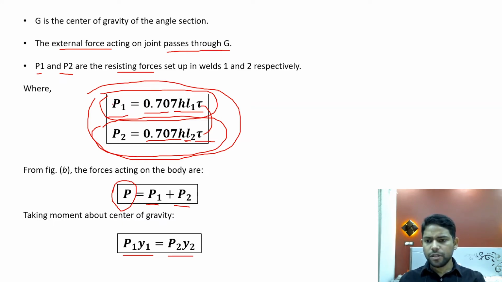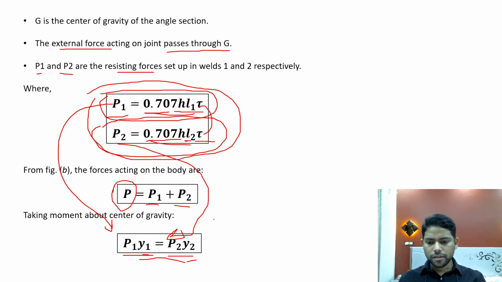Now, if you substitute the values of P1 and P2 from these two equations, you get a new equation: 0.707 times H times L1 times tau times Y1 equal to 0.707 times H times L2 times tau times Y2. On the left hand side you have this term multiplied by Y1, and on the right hand side you have this term multiplied by Y2.